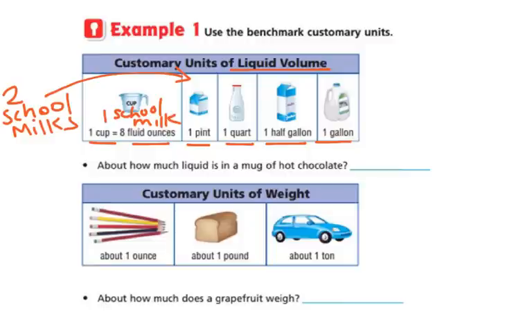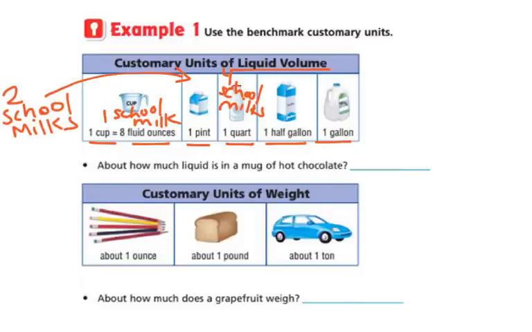Now a quart, they showed you a little bit larger amount of milk. To help you visualize this, I would think of this as 4 school milks. So I'm going to jump all the way to the gallon. You see, that's that big milk jug. That's a gallon. And a half a gallon is going to be half of that.